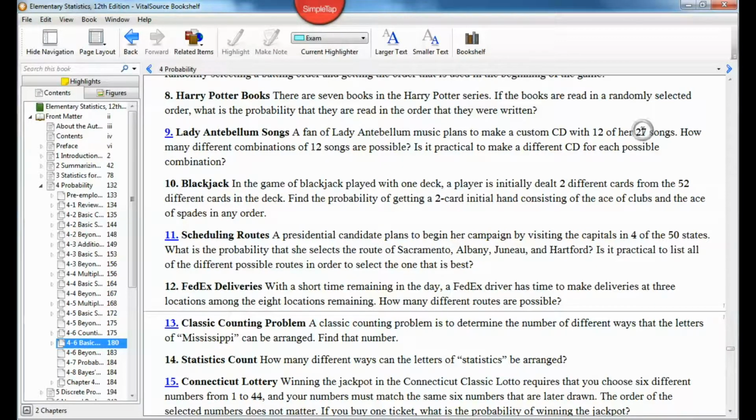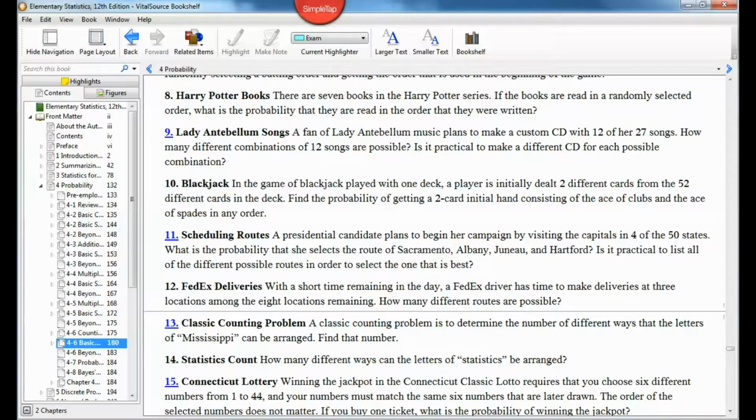So we have 27 songs, and we're going to choose 12 of those songs. How many different combinations of 12 songs are possible? Is it practical to make a different CD for each possible combination? So that there tells us combination. This is a combination problem. We didn't even have to figure that out.